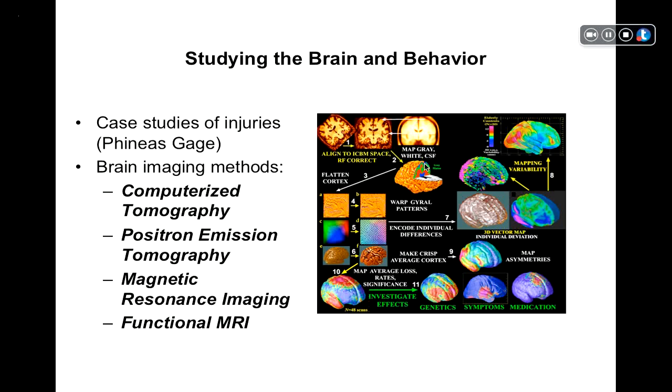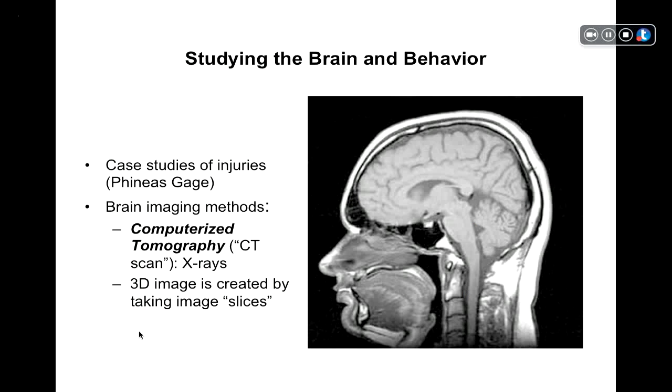So fortunately these days, neuroscientists do not have to rely on these kind of horrific accidents and injuries to understand the relationship between brain and behavior. So I want to talk about some technologies. A couple of them you're probably familiar with. Here they are: computerized tomography, positron emission tomography, magnetic resonance imaging, and the functional MRI. These are four methods that are used to study brain structure and brain function. So let's talk about each one of these.